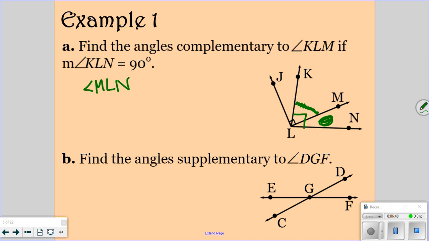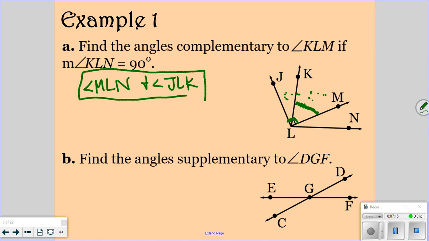Okay? However, if you look, they also told us that this is a right angle. And so that means that these two angles are 90 degrees. So this angle and angle JLK are also complementary because they both add up to 90 degrees. So both of these angles are complementary to angle KLM.